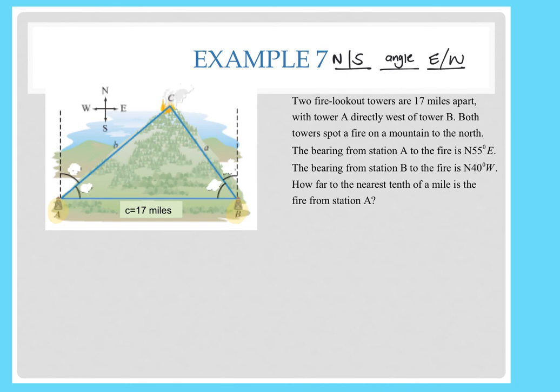So when it says the bearing from station A to the fire, A is here, fire is here, I'm going north, which means up. So north is in this direction. And then I'm going east, which is right, this direction. And then it gives you the degrees of 55. It goes here. So the degrees go in between your y-axis and where you ended, not the horizontal axis.